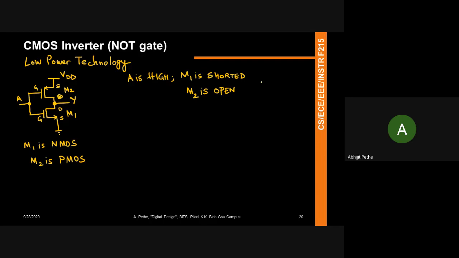So what do you get? You get zero. And when A is low, what happens in that case? When I give a zero here, M1 is shut off, so M1 is open. And if you think about M2, I applied a zero here, and there's a VDD here. So VGS is minus VDD, which is much more negative than VTP. So M2 turns on, or M2 is shorted. So in that case, your Y pulls up to 1.